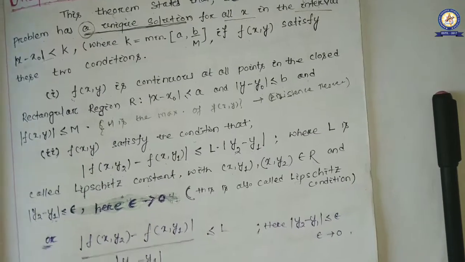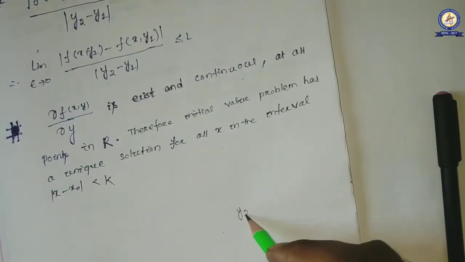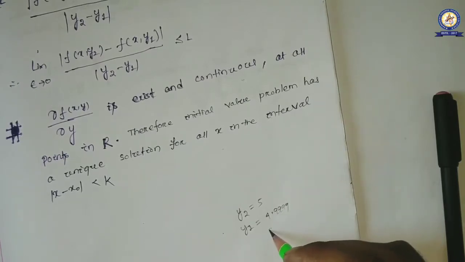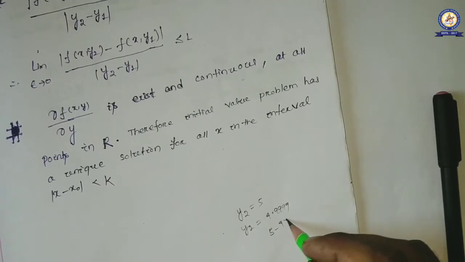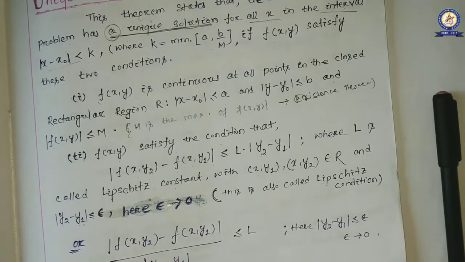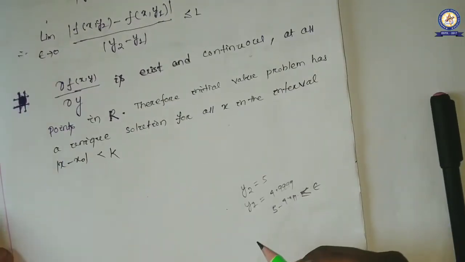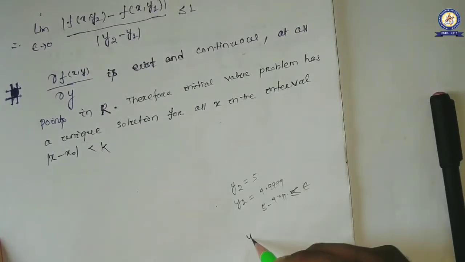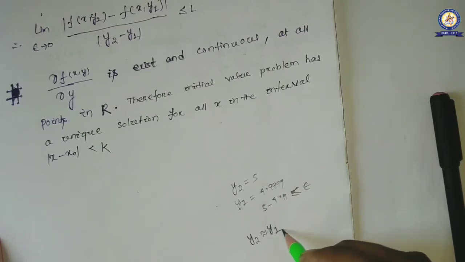That means if we consider y2 equal to 5, then y1 is equal to 4.9999, like this. So y2 minus y1, that means 5 minus 4.99, is very small, or it can be written as less than or equal to epsilon. Okay, so here the two values y2 and y1 are considered very close. That means we can say y2 is approximately y1, right?